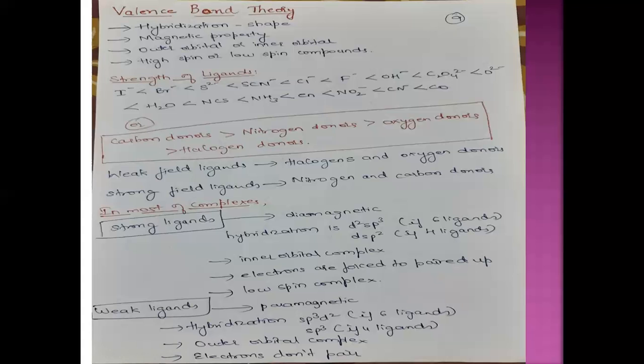Now we have discussed hybridization, magnetic property, outer orbital, inner orbital, high spin, low spin. Now the discussion remaining is of the shape. Whether it is strong ligand or weak ligand, whenever you see there are 6 ligands present, only one shape is possible. That is octahedral. Okay, octahedral shape is possible in presence of 6 ligands.